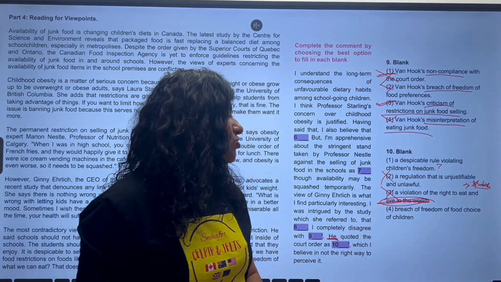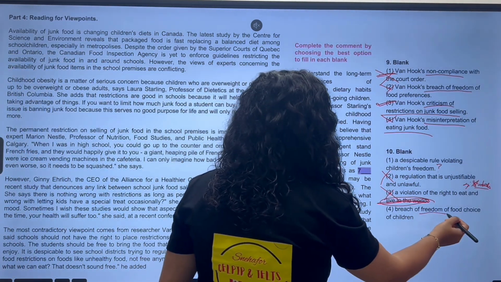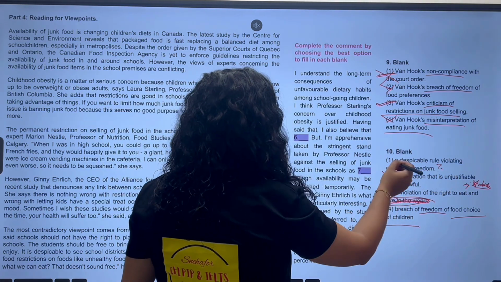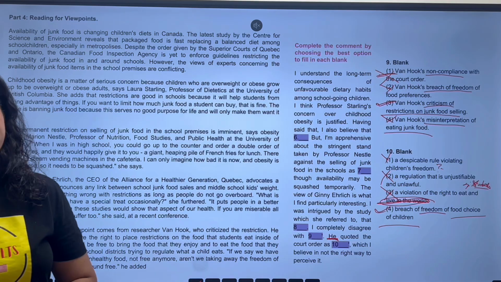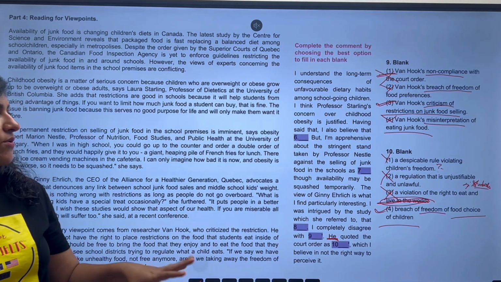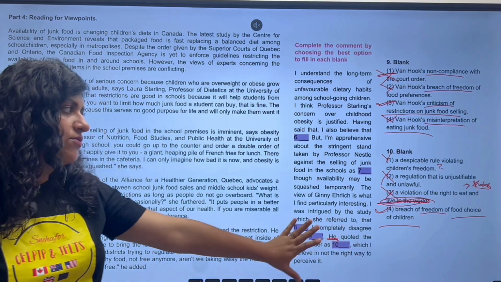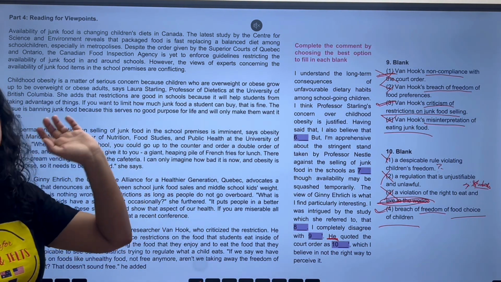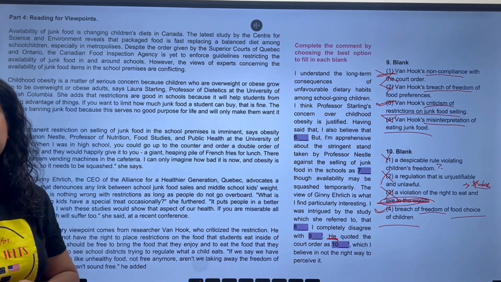Now 4 says breach of freedom of food choice of children. Now here it mentions freedom of food choice of children, which was missing here. So I'm not going to choose this. I am going to choose this. This would be my answer. So this is how you're going to solve these fill in the blanks that are there in the comment by one of the readers. You have to build a logical connection with the text and then choose your answer. Understand the viewpoint of the reader as well. That is certainly important too.